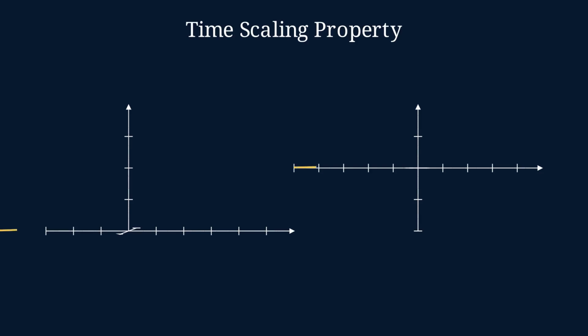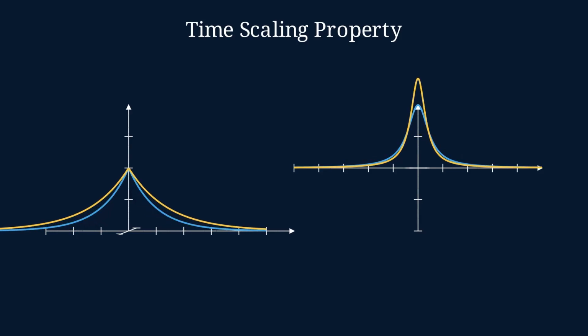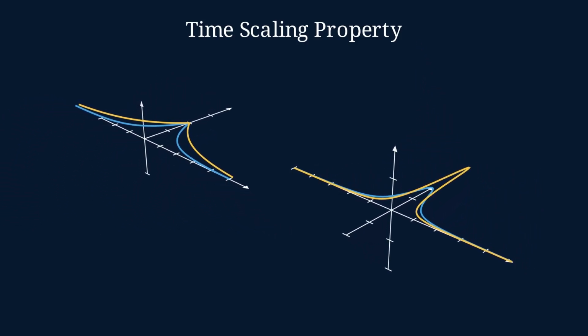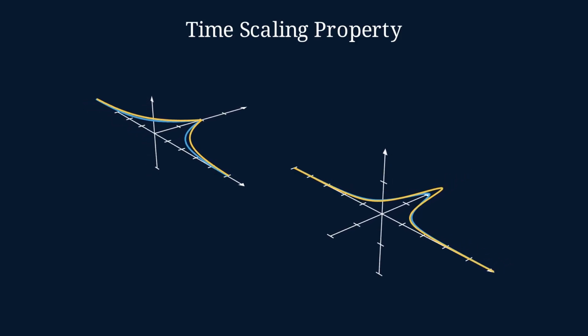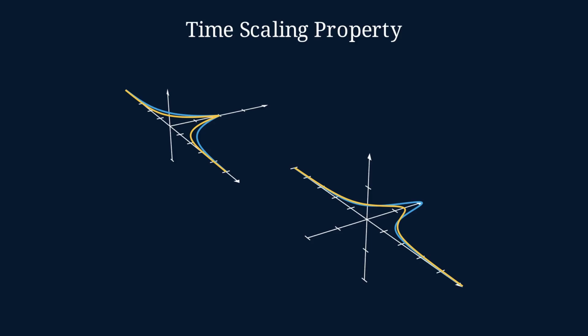We now explore the time scaling property of the Fourier transform. The original signal is a double exponential function, with its spectrum shown on the right. When the signal is compressed in time, its spectrum expands in frequency. When the signal is stretched in time, its spectrum becomes more concentrated. Notice also that the amplitude scales inversely with the scaling factor. This illustrates the inverse relationship between time and frequency domains.